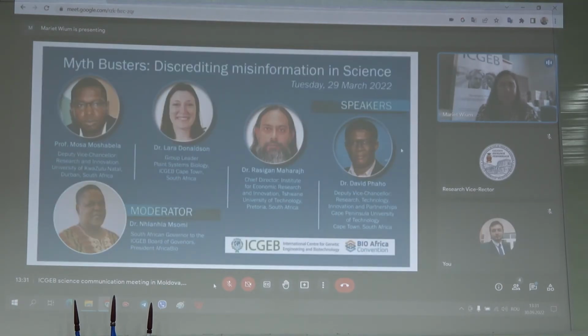This was our panel of speakers. We had one of our group leaders, Lara Donaldson, talk a lot about food security and GMOs, and the gentleman on the right, Prof. Mosa Moshabela, during the pandemic, played a very big role in the South African context in talking about misinformation in science and communicating factual information to the public, especially in terms of SARS-CoV-2 as well as vaccination. So between the 4 speakers and the moderator, it was a great conversation. It was very, very dynamic.